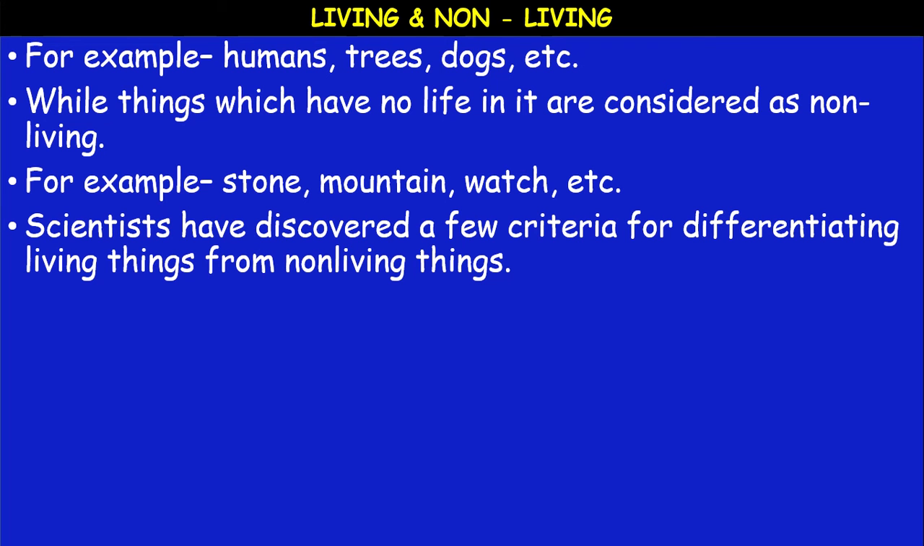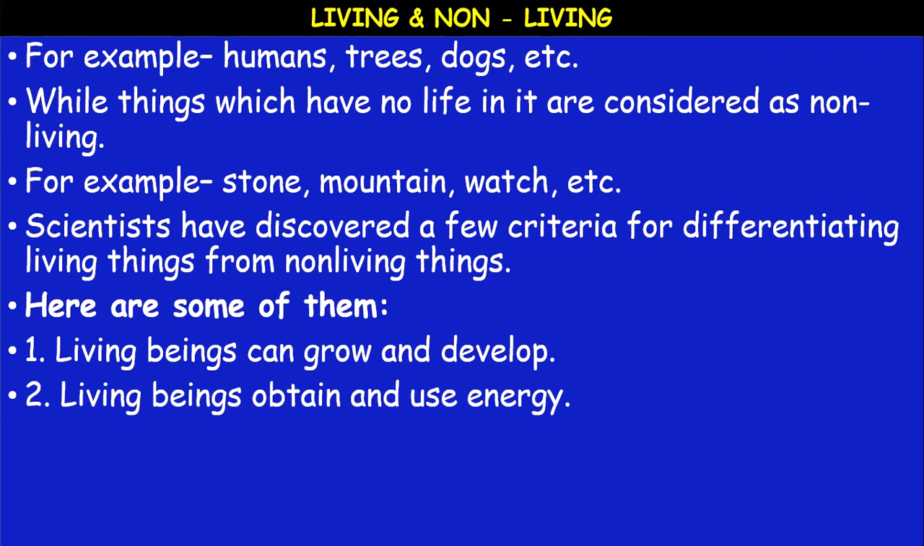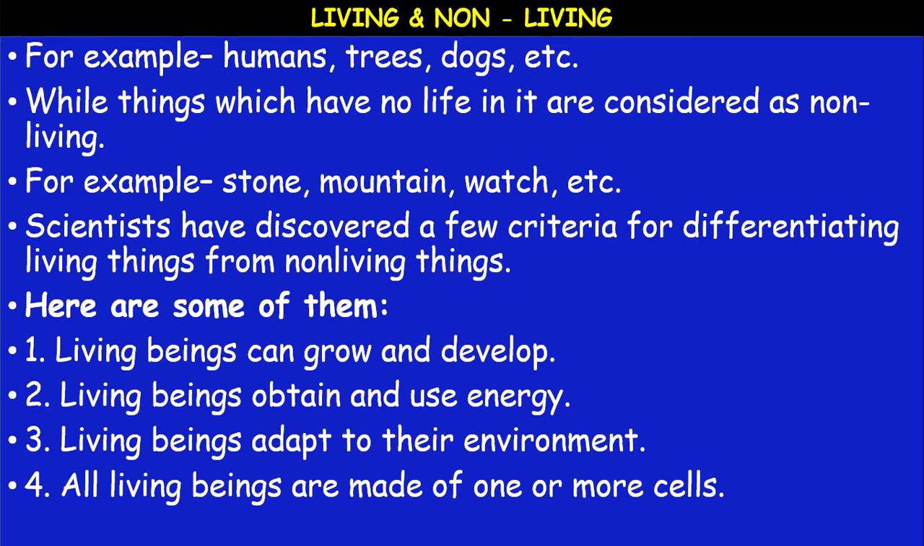The scientists have discovered a few criteria for differentiating living things from non-living things. Here are some of them. Living beings can grow and develop. The living beings obtain and use energy. They feed, they take the food material and digest it, and the energy which is produced can be used for different activities. The living beings adapt to their environment. They show adaptations. All living beings are made up of one or more cells.